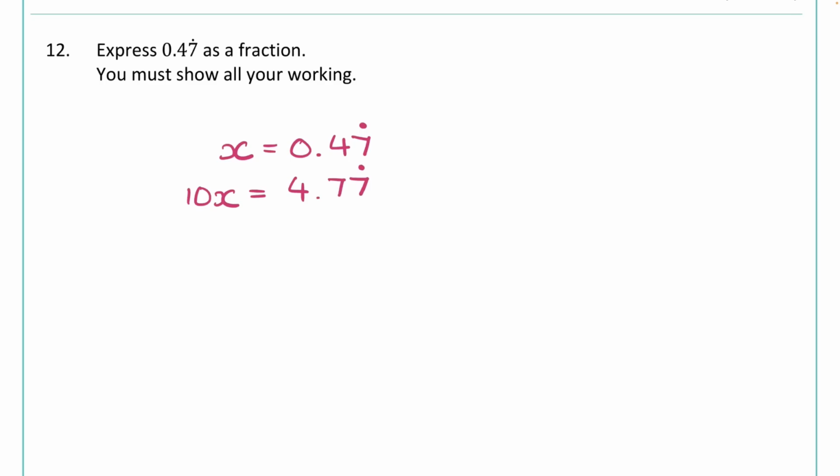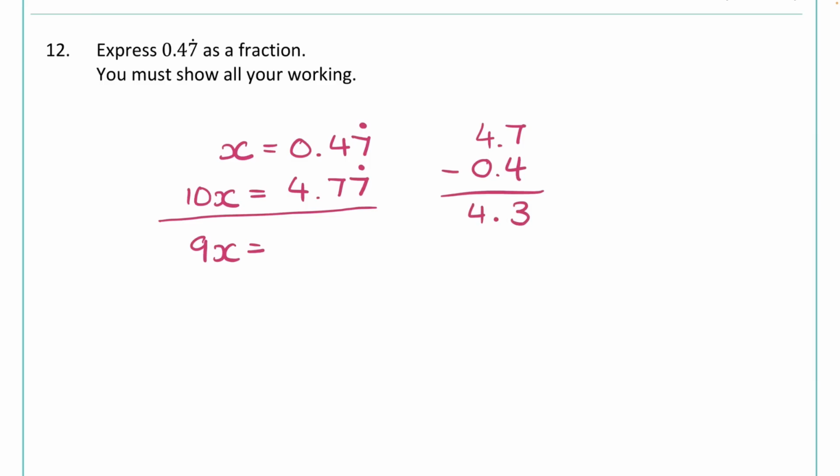I keep the recurring decimals balanced there so that they line up, and then I'm going to take these away from each other. So we have 9x is equal to, and I'm just going to do 4.7, take away the 0.4 sat above it, and that gives us 4.3. So 9x is equal to 4.3.